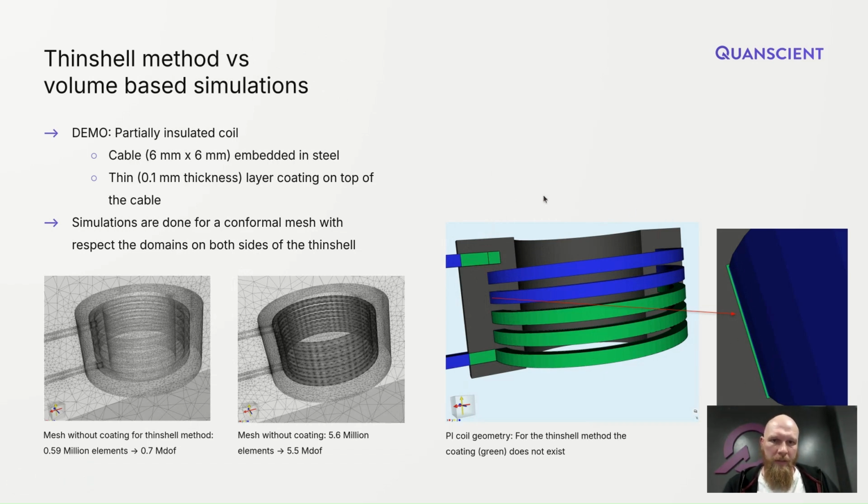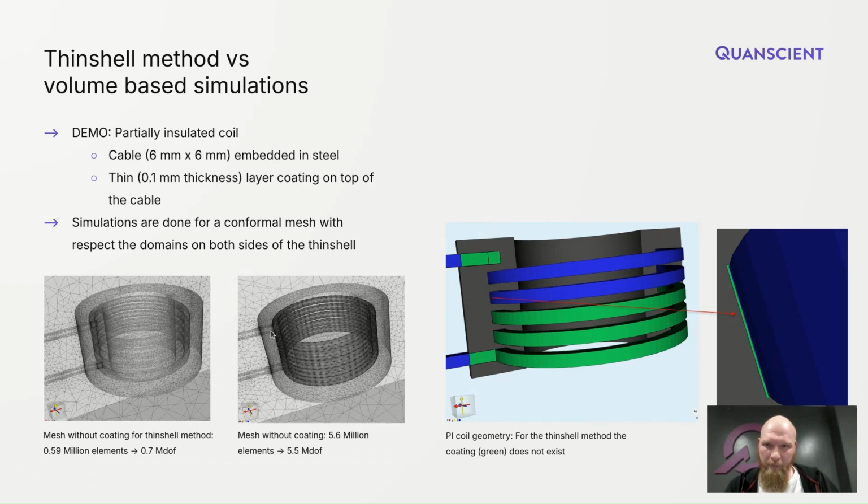And everything is meshed in the volume-based approach, and in the Thinshell approach, we neglect the green area, so it doesn't exist in the model nor in the mesh. And here's the result on the left regarding the mesh.